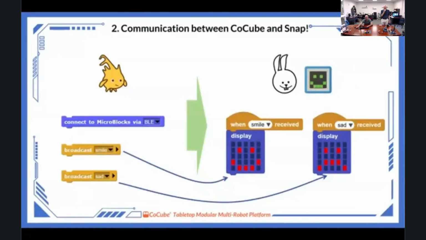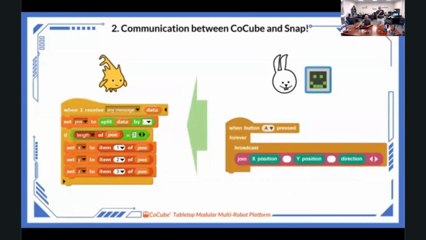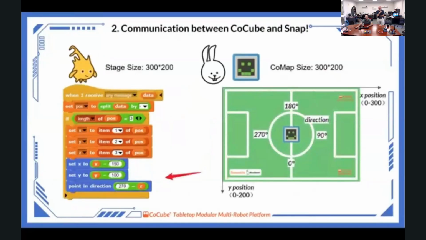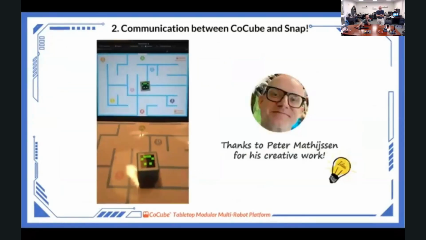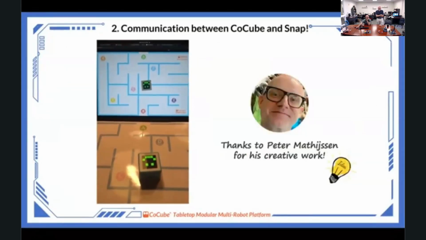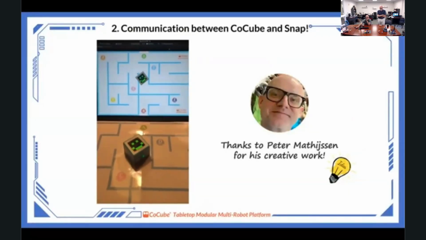Okay, so how can we actually control CoCube in Snap? Just like other MicroBlocks devices, simply add the MicroBlocks library in Snap, and connect via Bluetooth or serial. You can use broadcasting to send messages to CoCube. You can also send coordinate data back to Snap. With just a small coordinate transformation, we can synchronize CoCube's position in real time onto the Snap stage. With this mechanism, you can create lots of fun and creative projects, just like Peter did here.